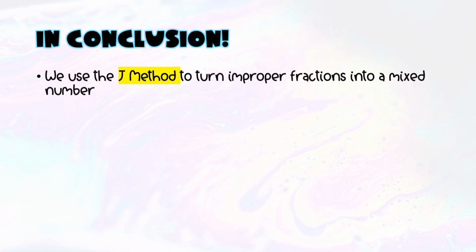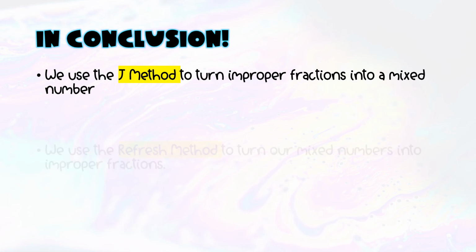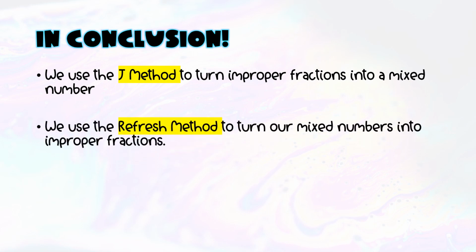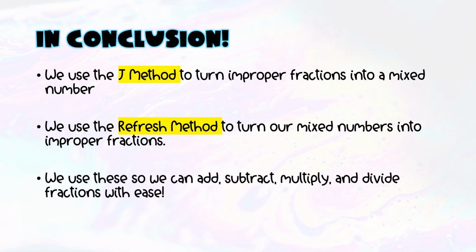So in conclusion, why are we learning this? We use the J method to turn improper fractions into a mixed number. We use the refresh method to turn our mixed numbers into improper fractions. And the main reason why we do this is so that we can add, subtract, multiply, and divide fractions with ease.